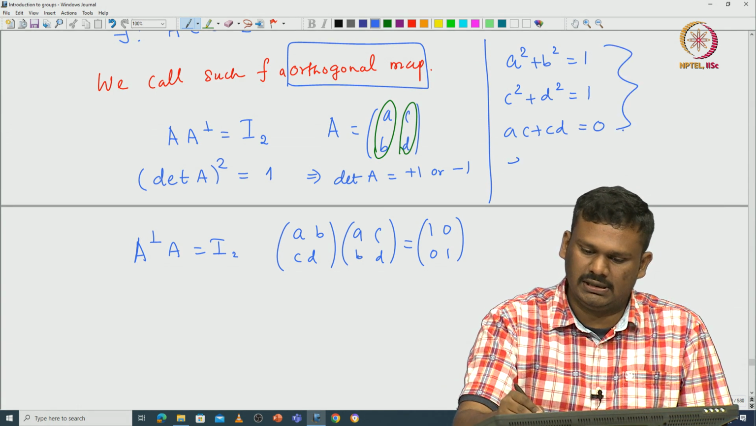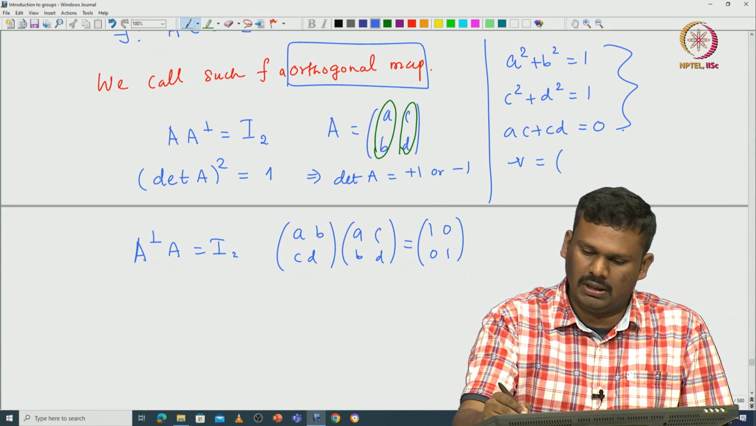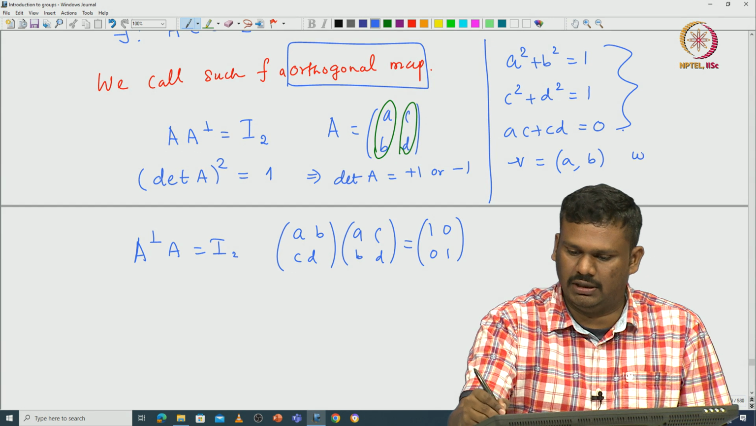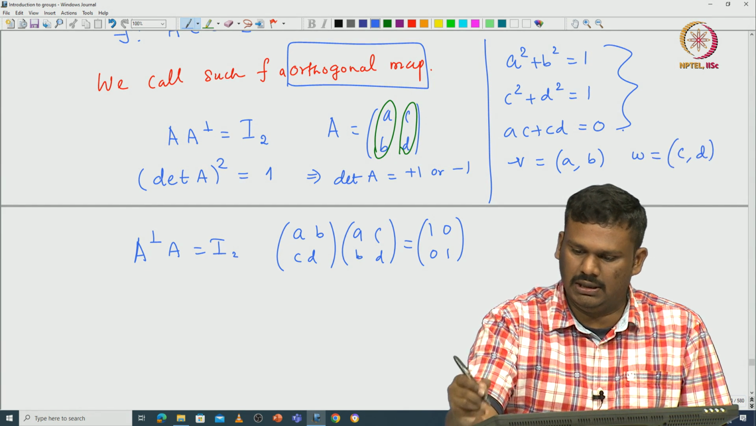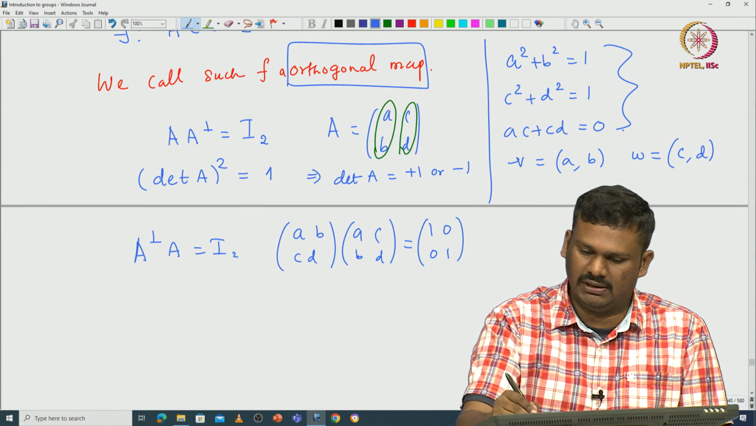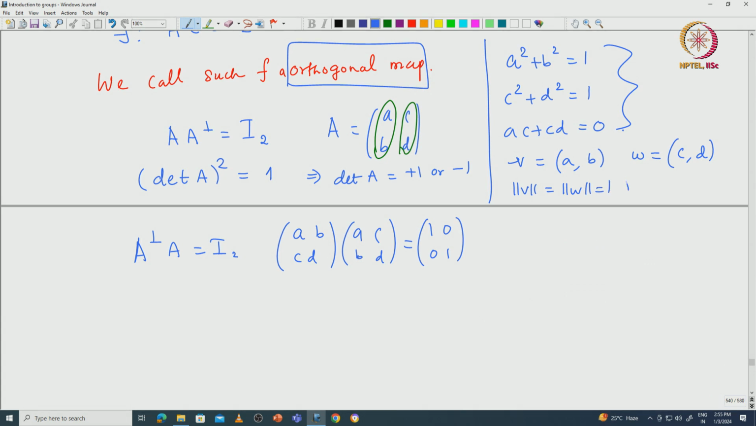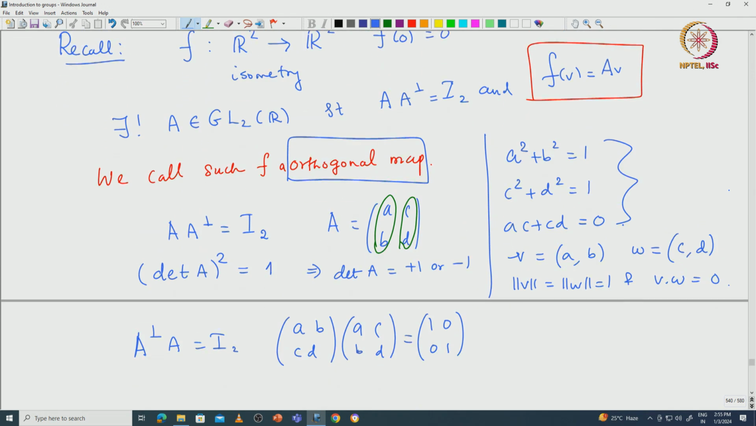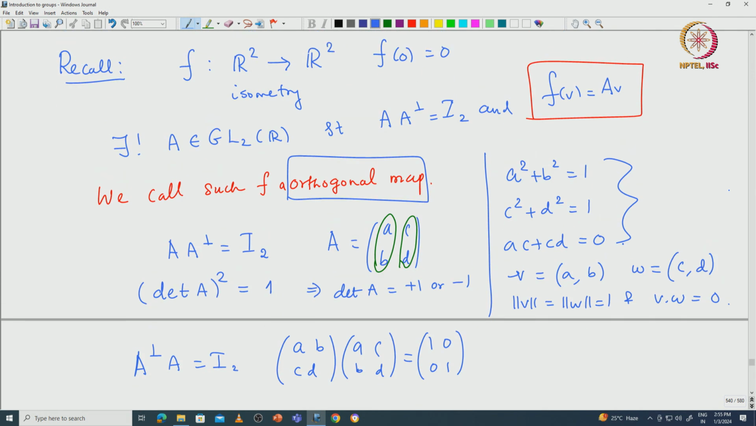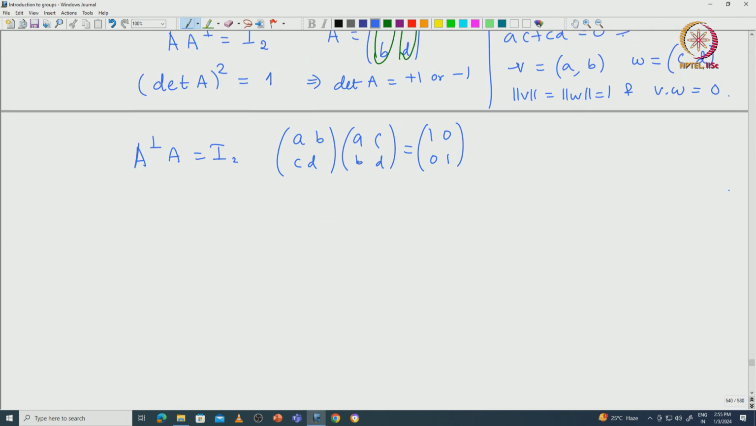This indeed says that if you take the vector v, which is (a, b), and the vector w, which is (c, d), then these vectors satisfy the following property: the norm of v and the norm of w are both 1 and v dot w is 0. So they are orthonormal vectors. This is the data that is encoded in this map. Now let's try to understand what happens when the determinant is 1.